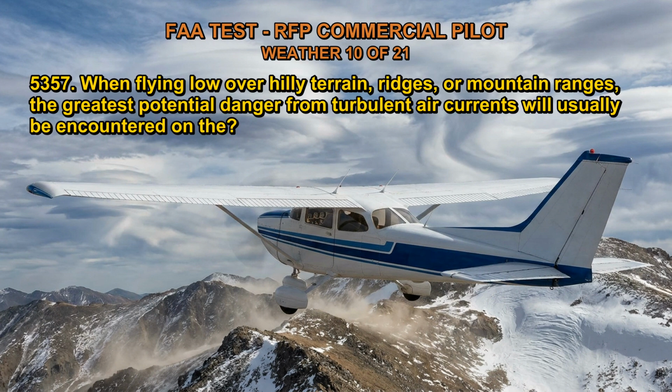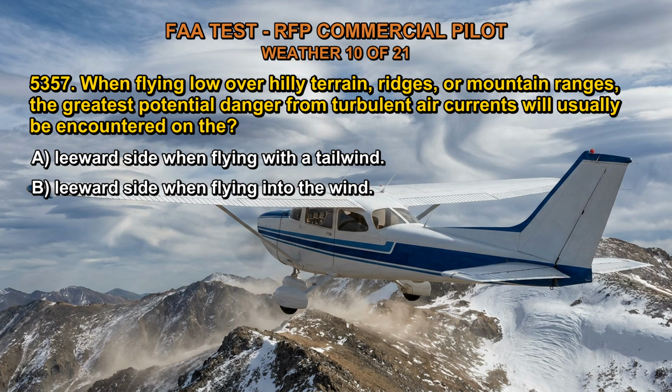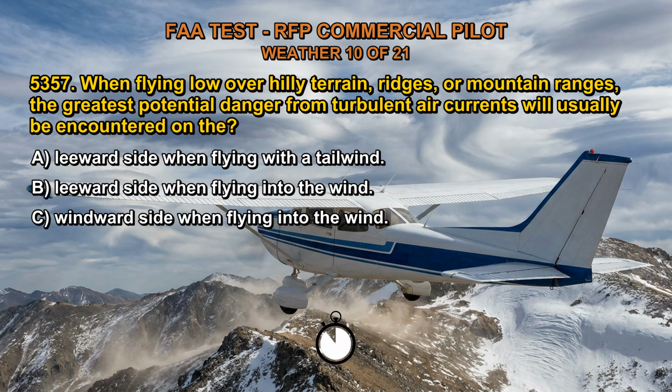5357. When flying low over hilly terrain, ridges, or mountain ranges, the greatest potential danger from turbulent air currents will usually be encountered on the: A. Leeward side when flying with a tailwind. B. Leeward side when flying into the wind. C. Windward side when flying into the wind. The correct answer is B.